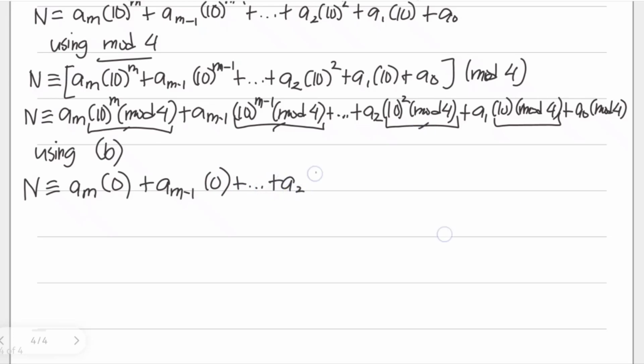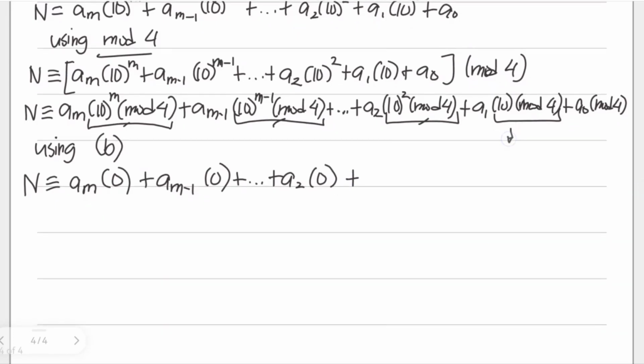This is also 0 plus, but I would like to add some changes. Let's leave this in the meantime, because our goal here is divisibility test for 4, which includes the last 2 digits. So let's just simply write it a sub 1 times 10 modulo 4 plus a sub 0, and you have here modulo 4. So we did not apply it here yet. Okay, just bear with me.